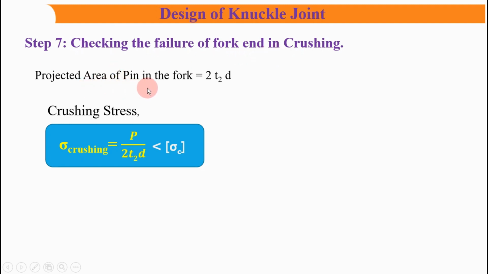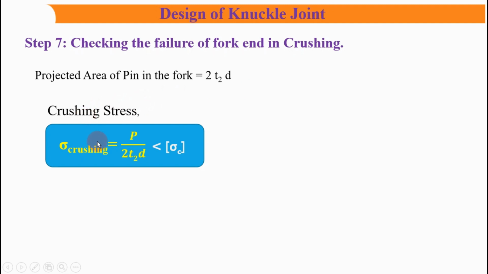So the projected area of the pin in the fork is twice T2D. This is the standard formula. And crushing stress, sigma crushing, we are calculating for the fork end. Don't get confused with that. We need to calculate all the tensile, crushing and shear failure for each and every component of the knuckle joint. Keep this in your mind, which may make it easy for you.